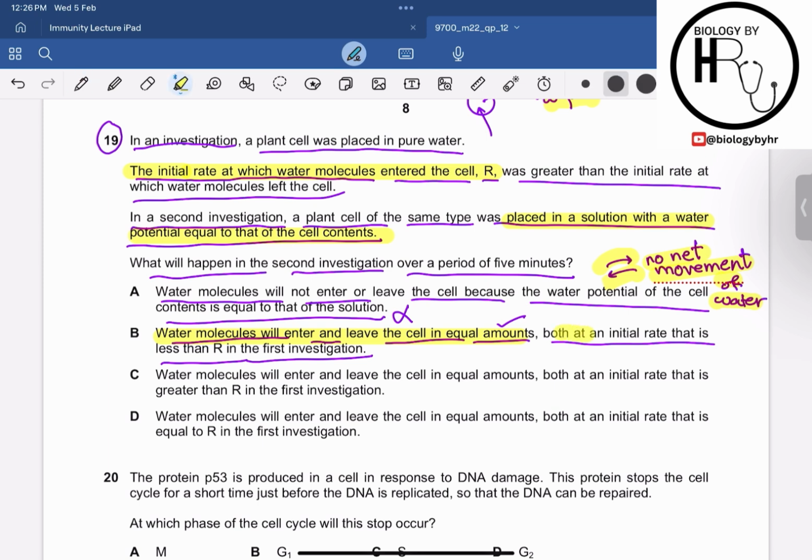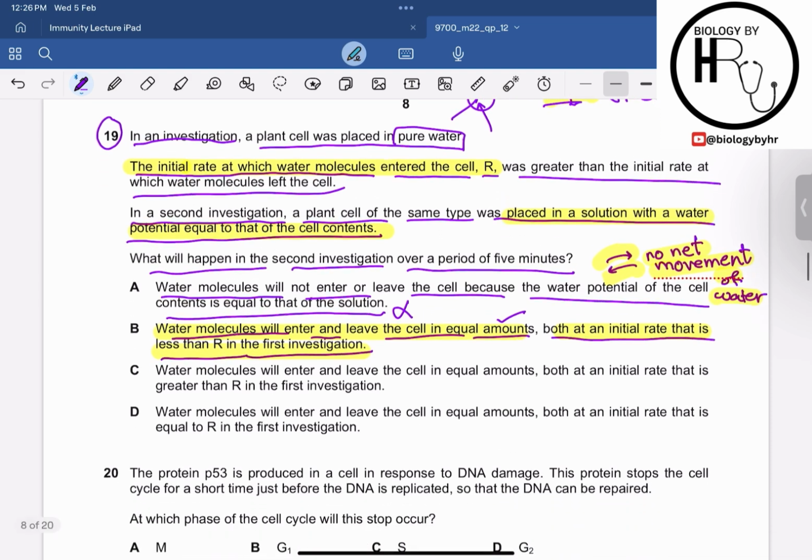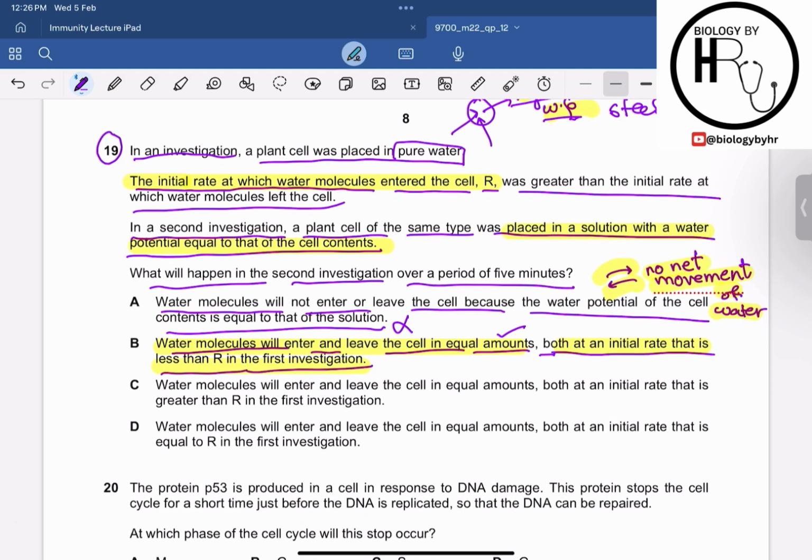Then they say both at an initial rate that is less than R in the first investigation. Obviously, in the first investigation pure water was used, and pure water has the highest water potential, which means a steep, or strong, water potential gradient, which drove the rapid water movement into the cell. In the second investigation, water enters and leaves the cell only due to random movement and at a much lower rate. Why? Because there is no water potential gradient, and there is no net movement of water as well. So the correct answer for question 19 is option B.